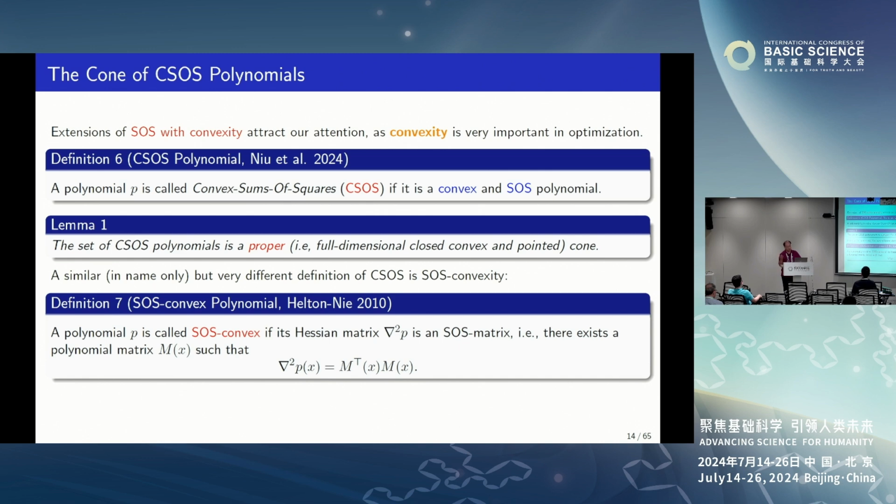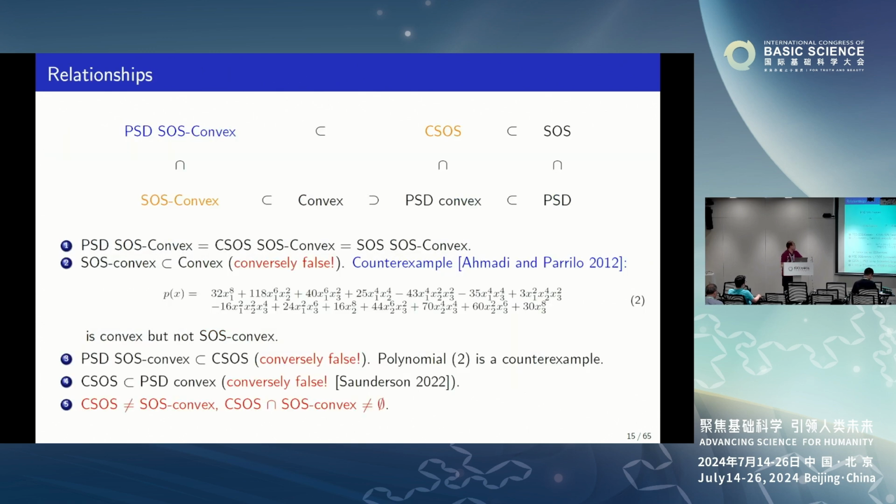SOS convex is not equivalent to convex. That was proved by Amir Ali Ahmadi at Princeton University. But here, what I want to say is that if a polynomial is convex, it is not necessarily SOS convex, because SOS convex just means that the Hessian matrix is non-negative definite, but not that the polynomial is a sum of squares. Okay, and here are some relationships between them.